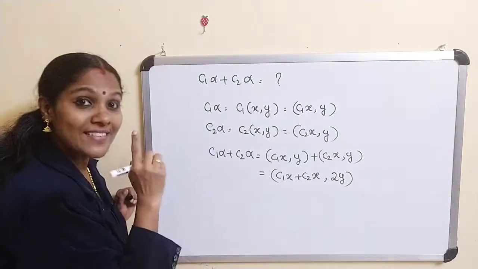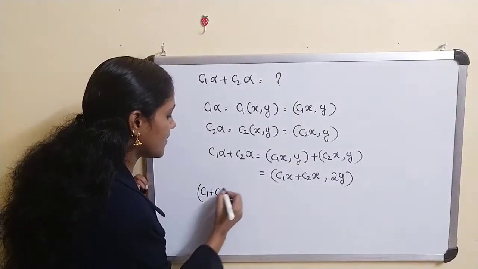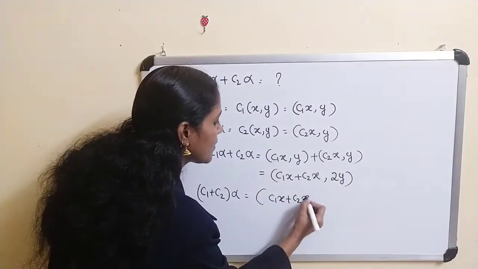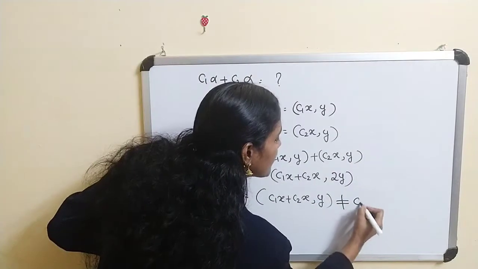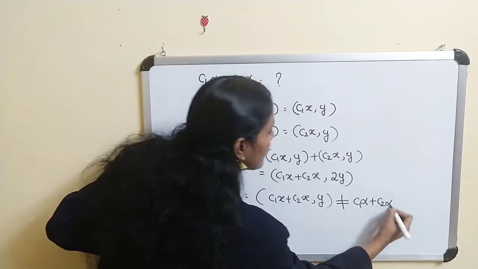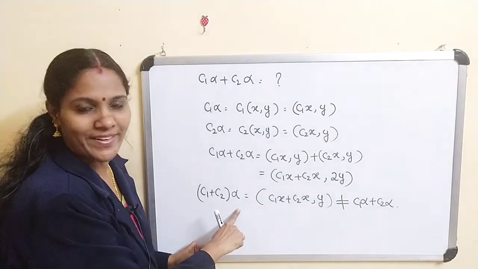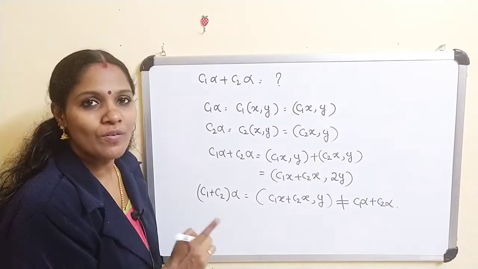But we have (C1 + C2) alpha equal to (C1x + C2x, y). Clearly this is not equal to C1 alpha + C2 alpha. Therefore this property is not holding. That implies V is not a vector space over the field.